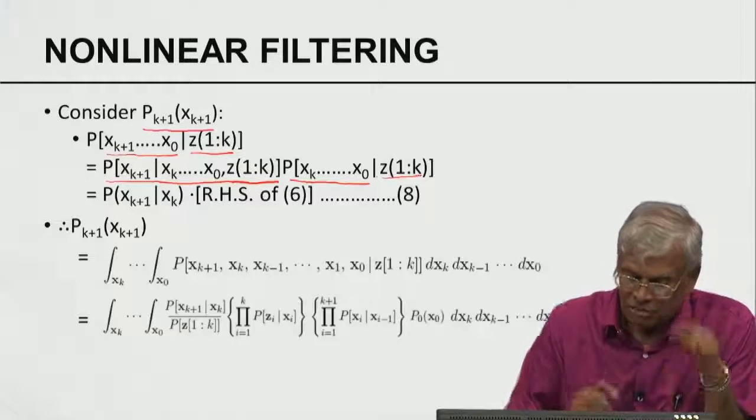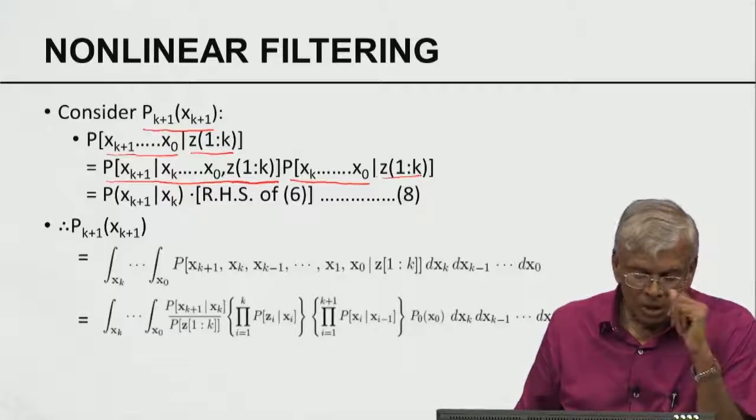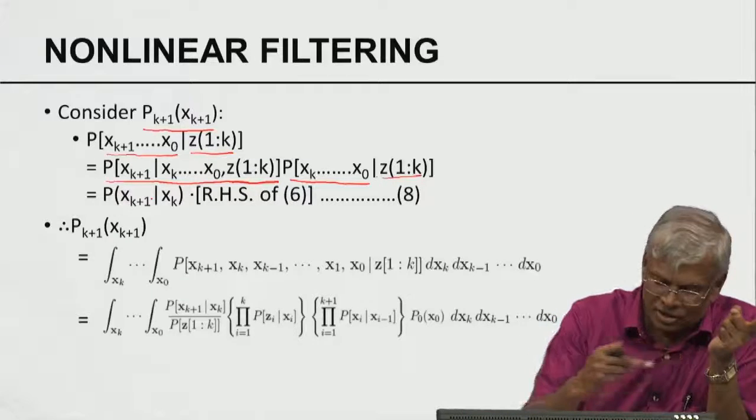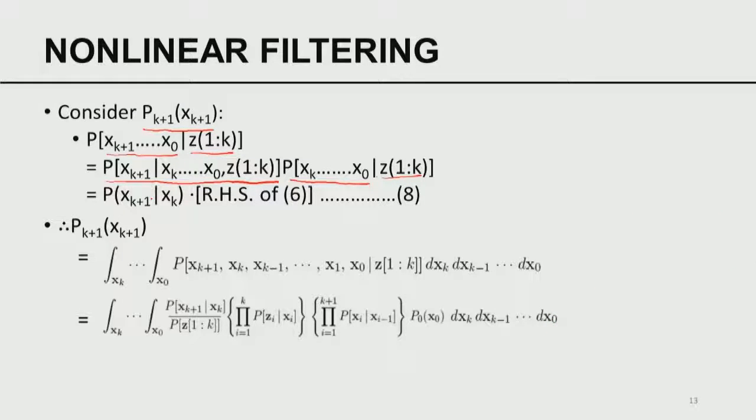Now let us come to the first term of this product. I am interested in the conditional density of x k plus 1 given the entire trajectory from x0 to x k and the observations from 1 to k. But the process x k is Markov. Once it is a Markov process, x k plus 1 depends only on x k and nothing else. Nothing else matters. Therefore, the conditioning depends only on x k. So the first factor reduces to the probability of x k plus 1 given x k. That comes from the previous discussion that we have already had.